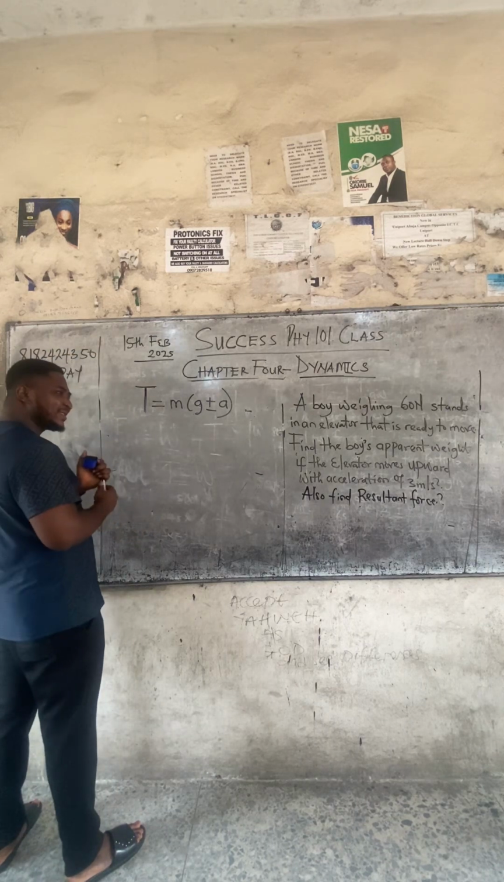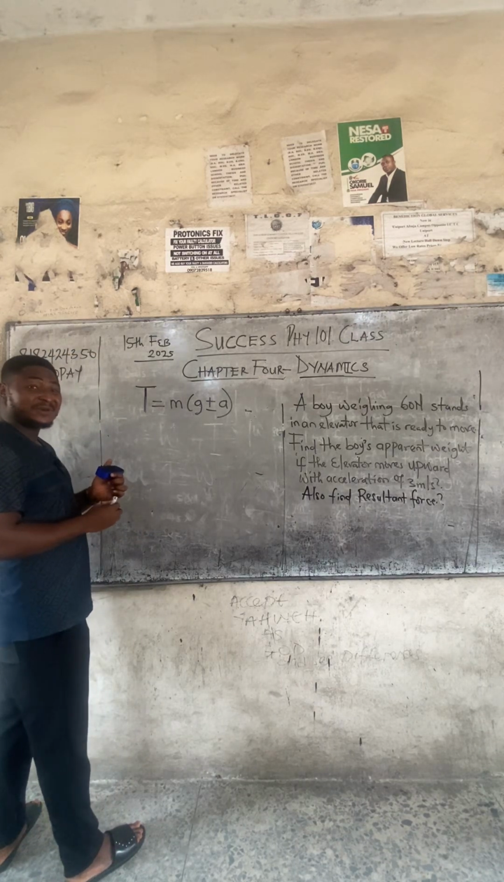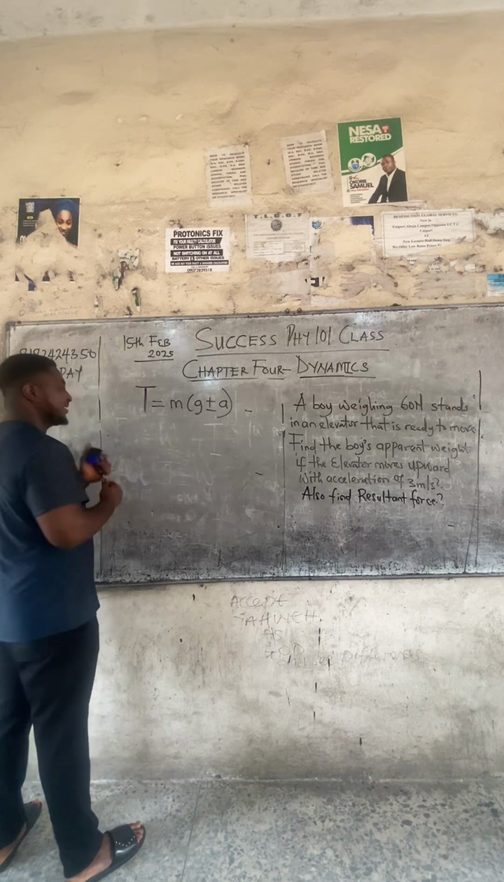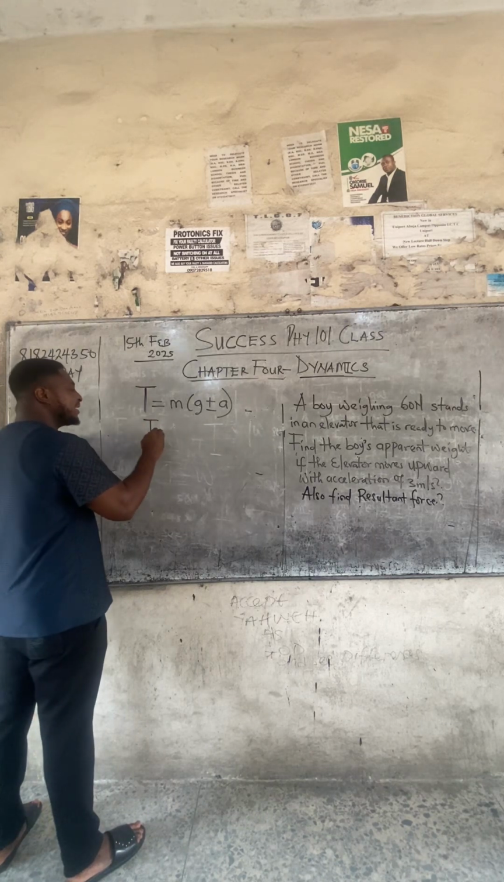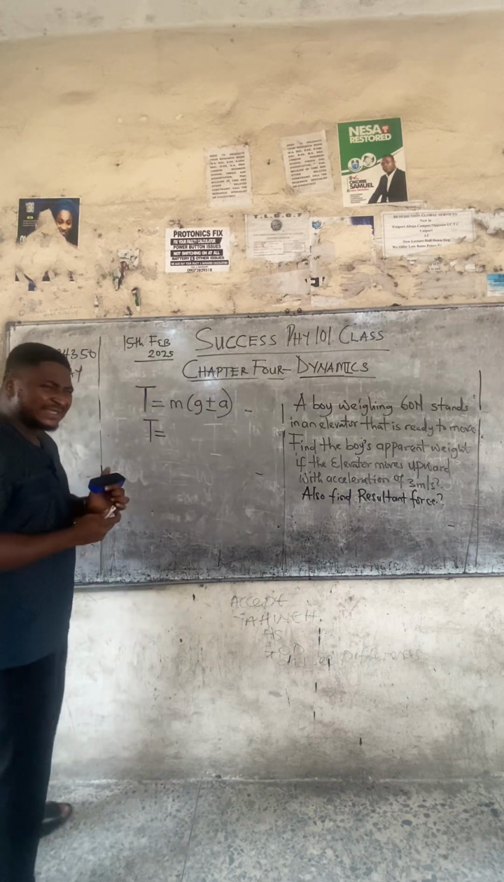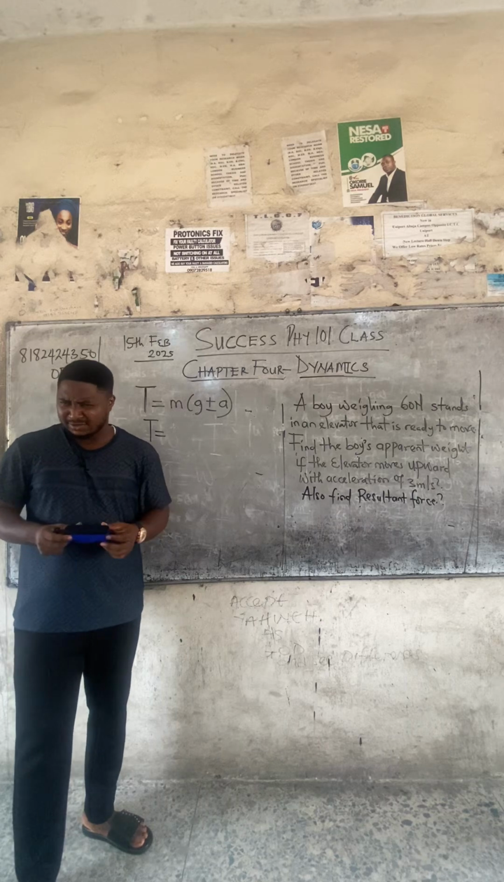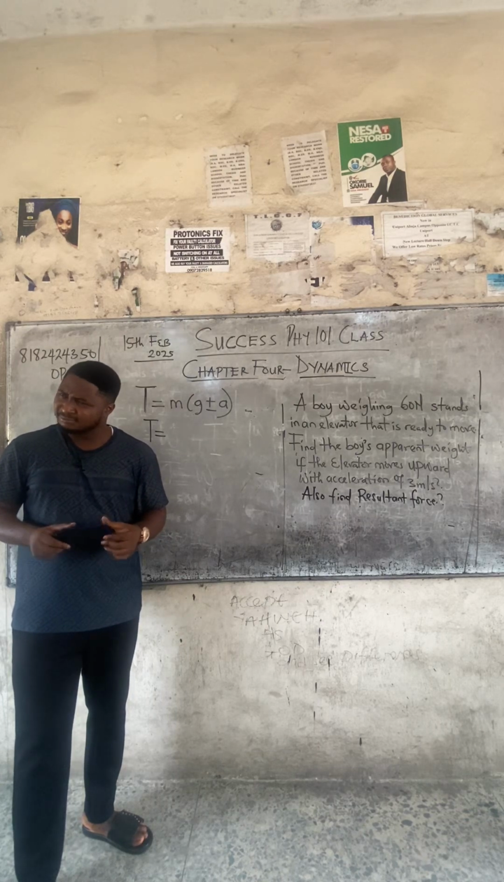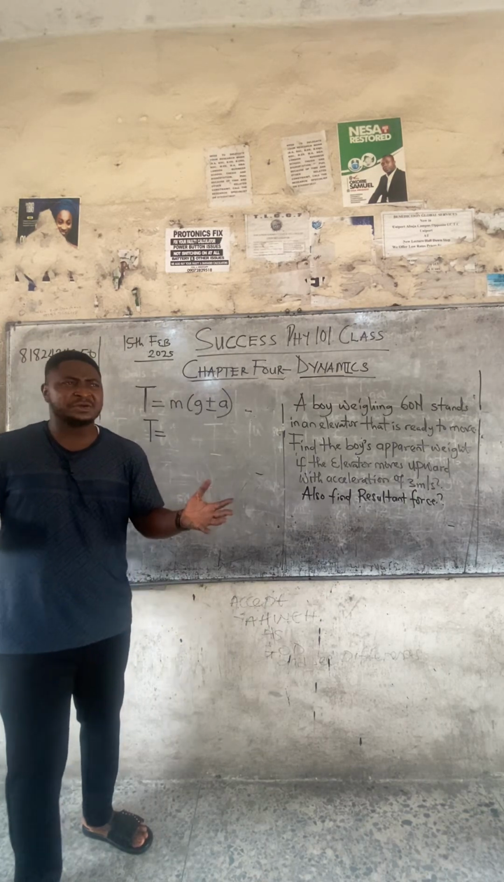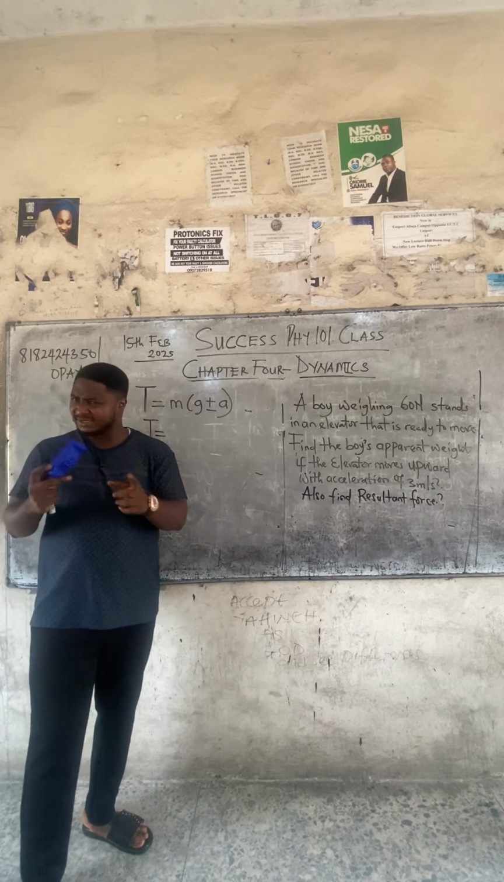We're going to use plus when going up, and minus when coming down. Please take note. When going up is plus, when coming down is minus. But under free fall motion, when the body is undergoing free fall, the reverse is the case.